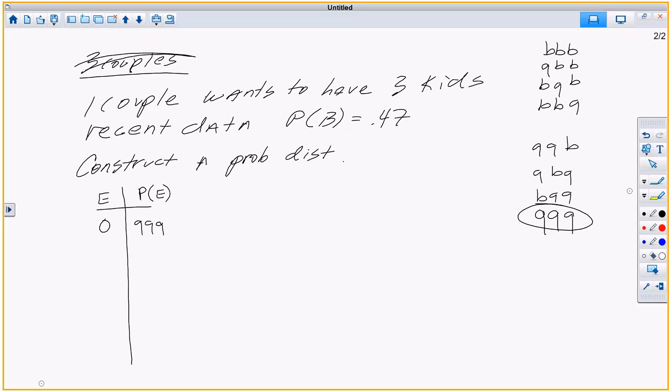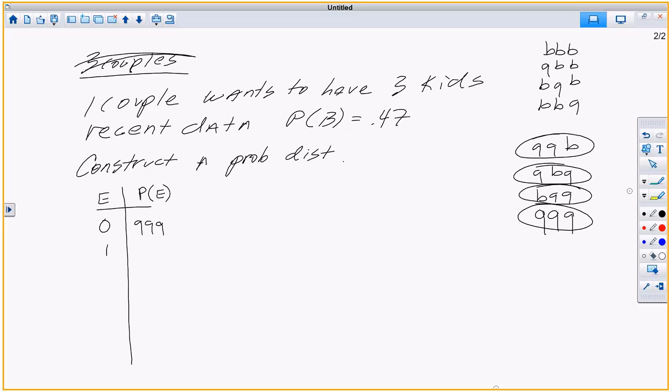Okay, what's after 0 boys? 1 boy. So where is 1 boy? Well, 1 boy. Where's 1 boy? Here's 1. Here's 2. And here's what? 3. So we're going to write those down.